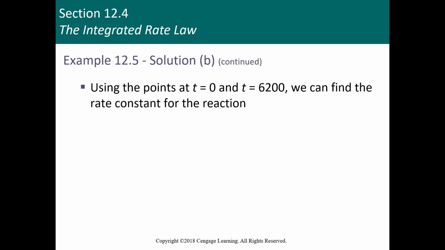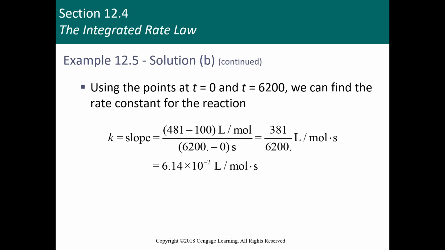That's K. So we use time 0 and time 6,200, let's say. We can find our rate constant from that reaction right there. So we take the 1 over concentration for time 0 and for time 6,200. We put that over 6,200 minus 0, the times. We take those values, that's this right here, that's this, and we take that divided by that, and that gives us our K, the rate constant.